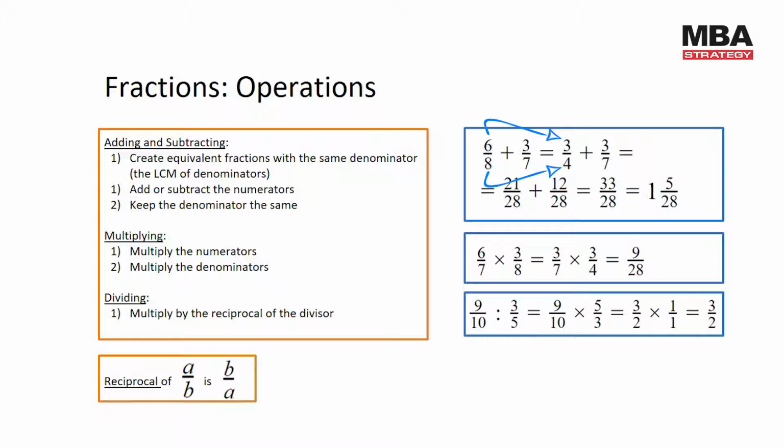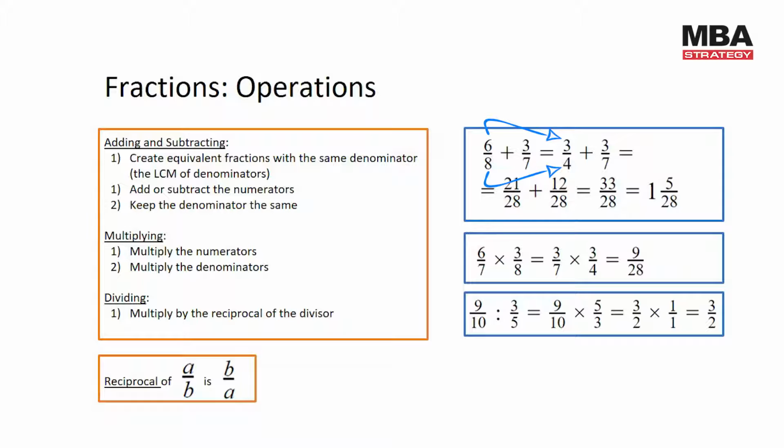Or we can also write it as a mixed number if it's needed for your problem. For example, we have answer options as mixed numbers. So 33 over 28 is 1 and 5 over 28. Well, so adding and subtracting fractions is actually the hardest thing about them. Now let's have something more relaxing.